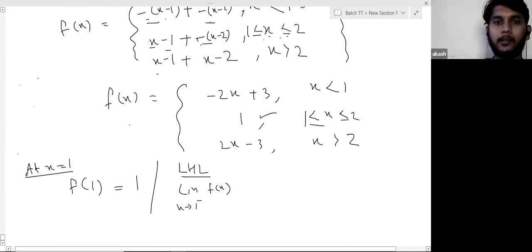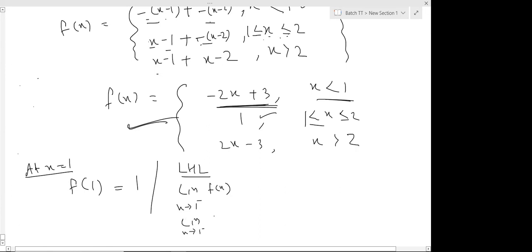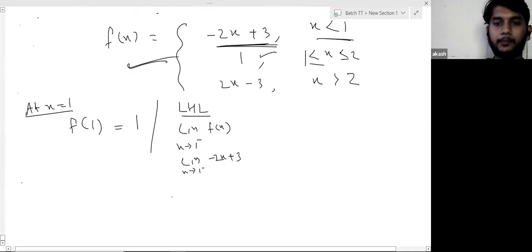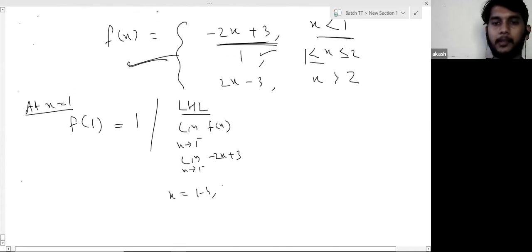Right. So you can look at this f of x, right? X is less than 1, so you can simply write minus 2x plus 3, right? Yes. Now again put x equals to 1 minus h, h tending to 0. So limit h tending to 0 of minus 2, 1 minus h plus 3. Put h equals to 0, direct substitution, no issues. So minus 2 plus 3 is 1.